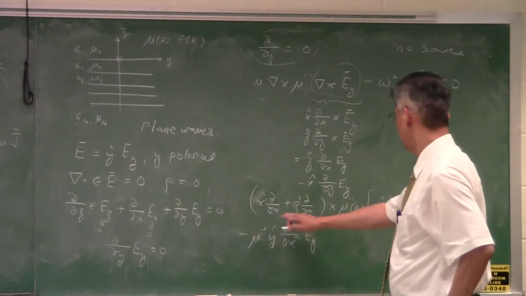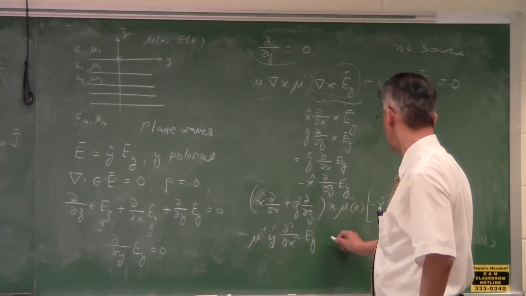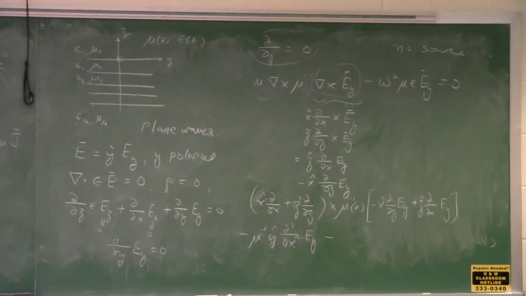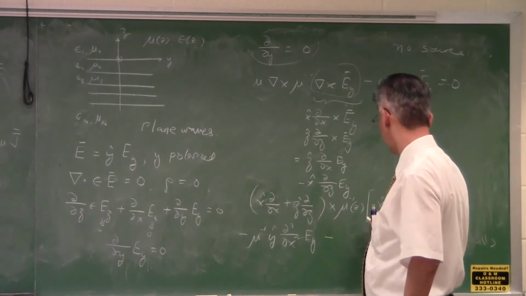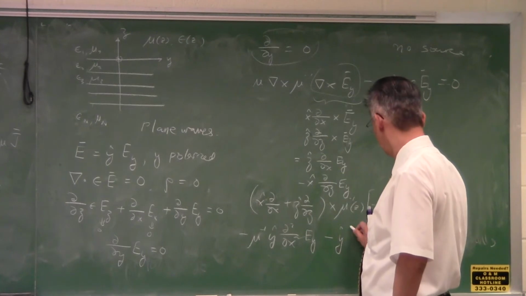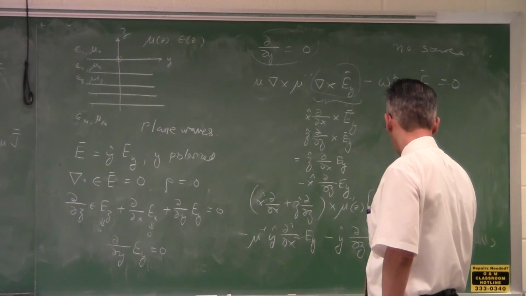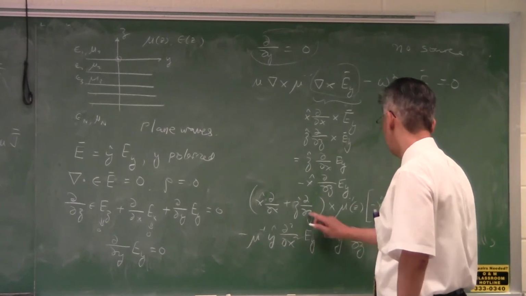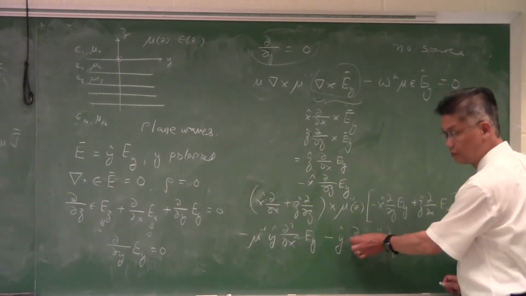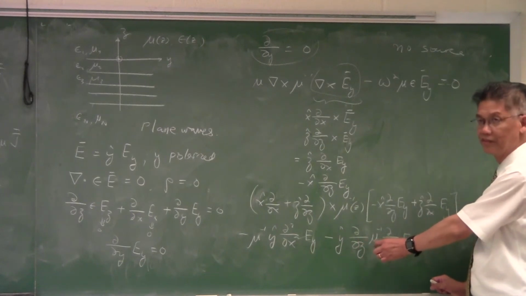Then I have z cross x. What does z cross x give me? z cross x gives me y, right? There's a minus y. But then I have to worry about this: partial z, mu inverse partial z Ey. That's what the second term gives me. Why is it that I cannot take this mu outside here, whereas I can take this mu outside in the other term? I have to leave this mu inside. What is the reason for that?